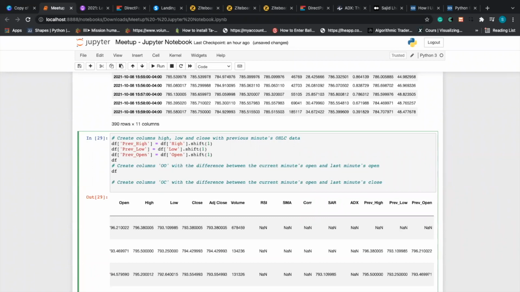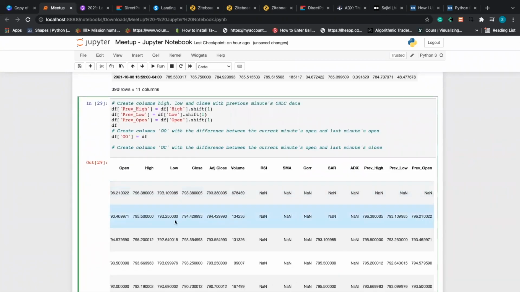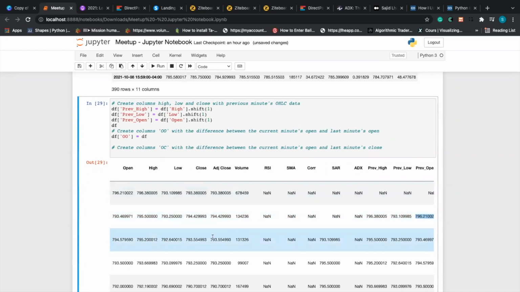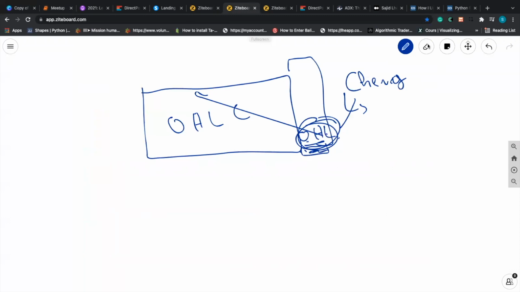We are going to call this difference df OO up, which is going to be equal to df. Essentially, what we are going to do is make a difference between the previous opening price and the current opening price. For instance, here we got a difference of 3 USD. Here we got a difference of 1.4 or 1.5 USD, and all this information is going to give the algorithm a way to work.